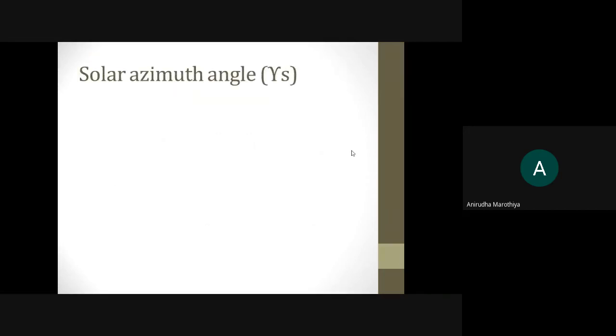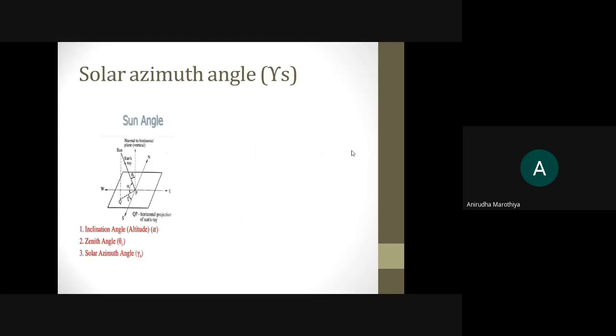Now, next topic is the concept of solar azimuth angle. It is indicated by symbol gamma suffix s, and for that I want you to draw this diagram. ये डायग्राम आपको दिख रहा है ना? हाँ sir. Okay, draw this diagram, and then we will discuss the concept of solar azimuth angle indicated by symbol gamma suffix s. So for that you have to draw this diagram.